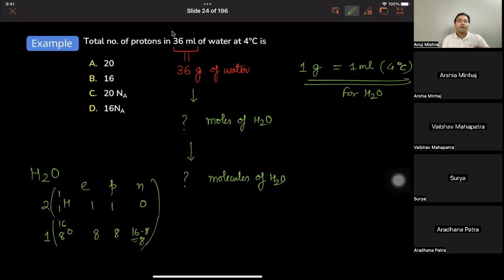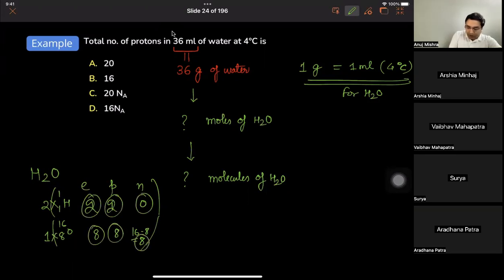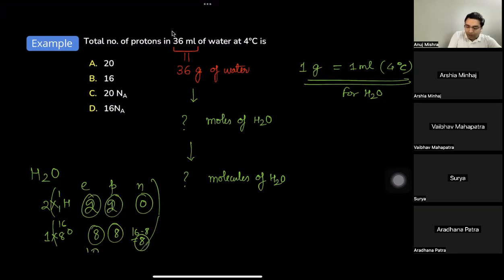Is it clear or not? Check it. So you know how to get electron, proton, and neutron. You multiply by 2 in this because there are 2 hydrogens. You multiply by 1 in this because there is 1 oxygen. I think we discussed this part earlier. Yes or no? Please answer. So this number becomes 2. This number becomes 2. This number remains 0. These numbers remain 8, 8, 8. So this comes out to be 10, 10, and 8.